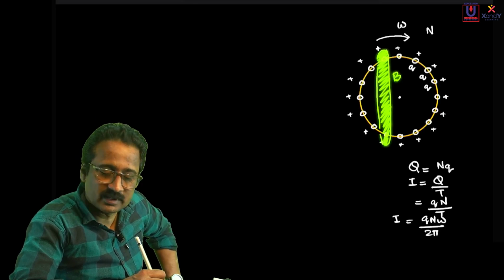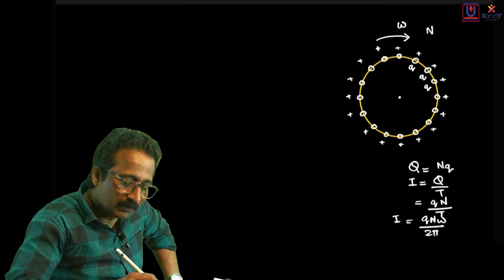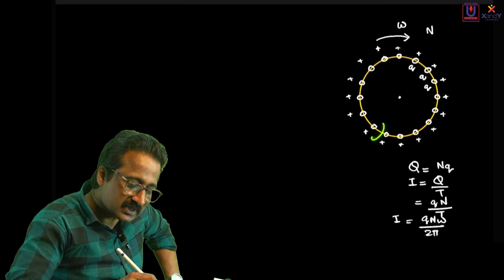That IB is to be determined. That is one loop, one Amperian loop. Now the second Amperian loop looks like this. It almost looks like this.